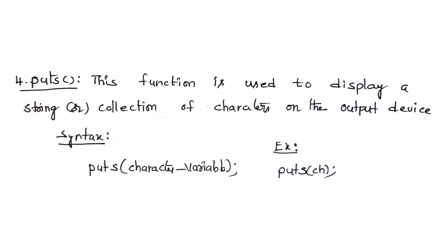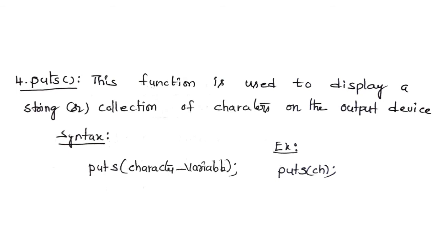Now go to the fourth one, puts. This function is used to display a string or collection of characters on the output device. This function is quite opposite to the gets function. gets function is reading a string from the keyboard. puts function is displaying the string on the output device. gets is an input function, puts is an output function.